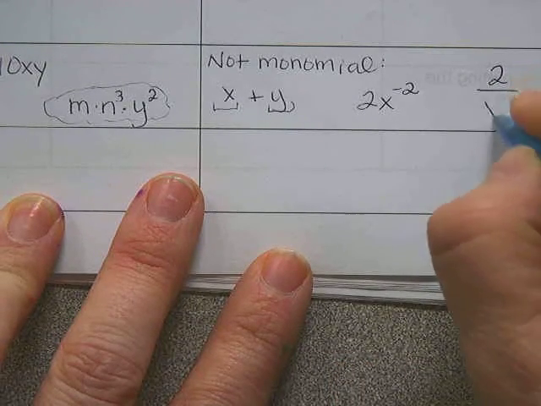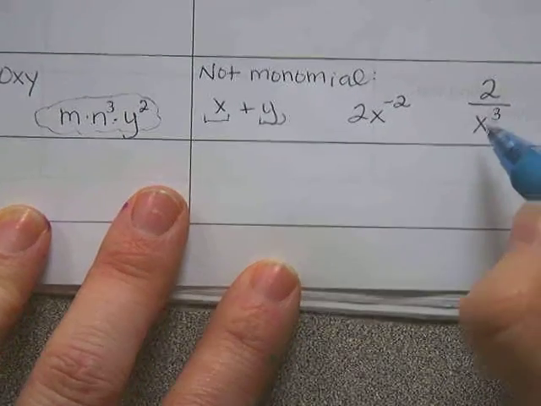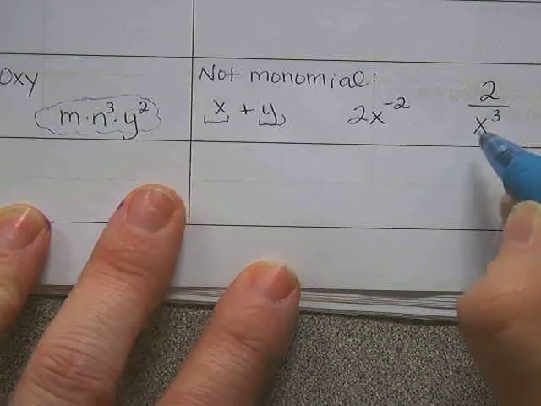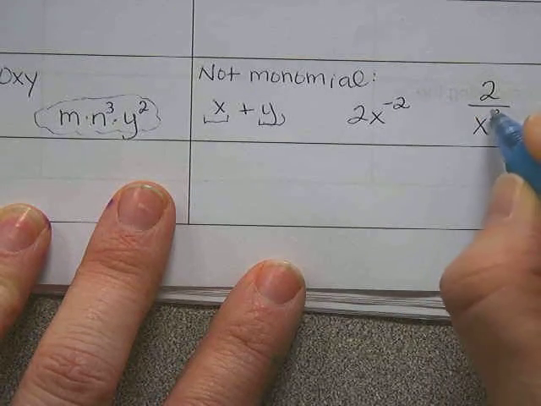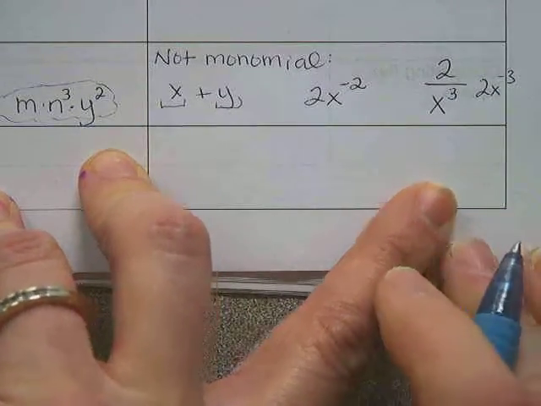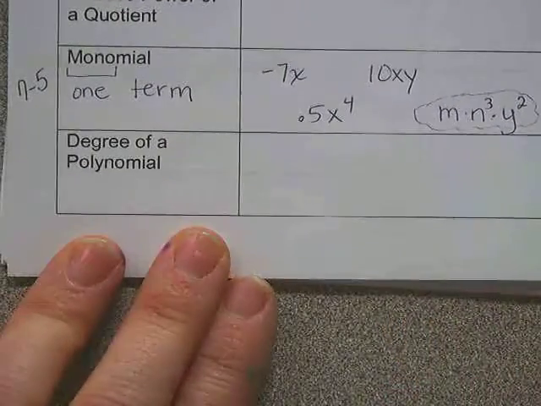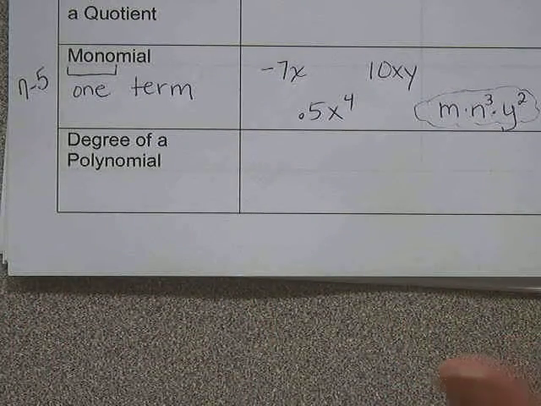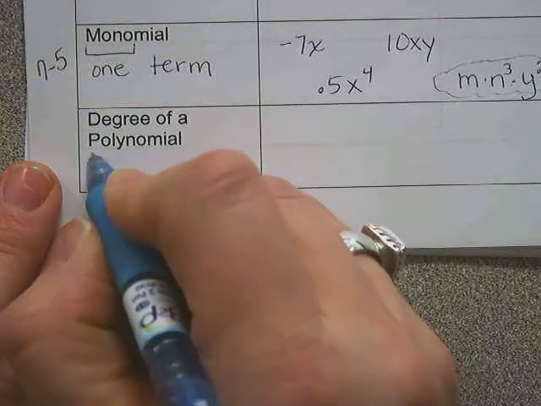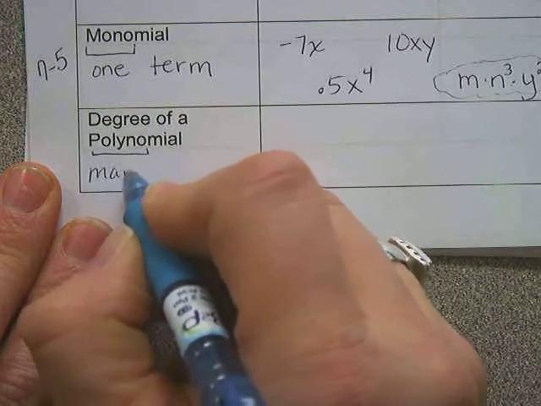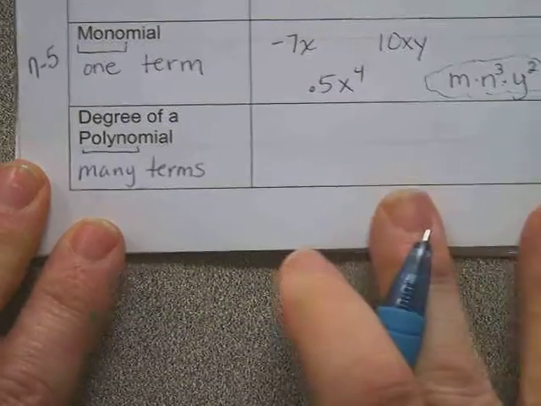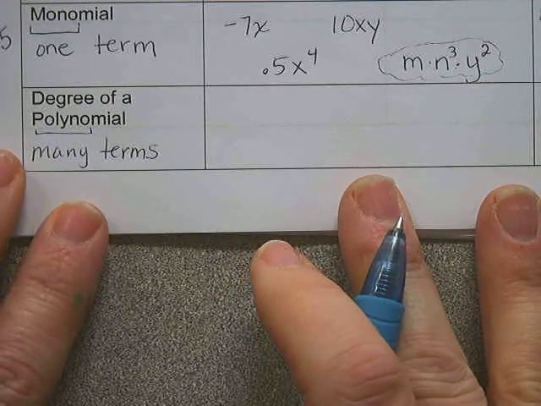Something like this is not a monomial because even though this has an x cubed, it's really in the denominator, so that really has a negative exponent. That's 2 times x to the negative third. So those are not monomials. When you put a bunch of monomials together, we call them a polynomial. So a polynomial has many terms, and we're going to talk about finding the degree.